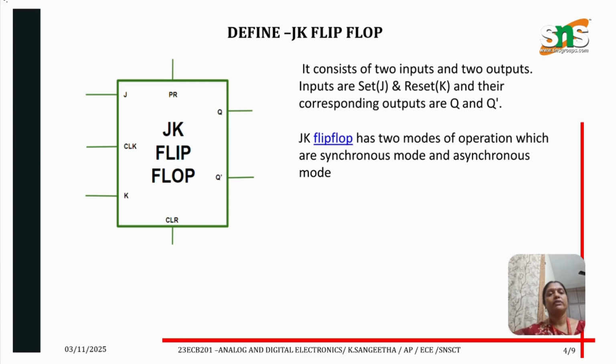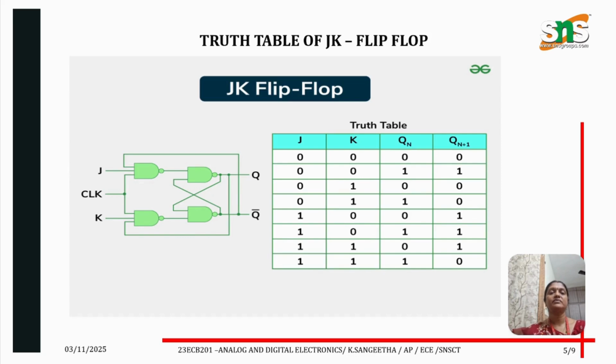With these points, we can define JK flip-flop as follows. JK flip-flop is a flip-flop which consists of two inputs and one clock input, that is J, the set input, and K, the reset input, and their corresponding outputs are Q and Q bar. This flip-flop is the same as SR flip-flop, and most of the behaviors are the same as SR flip-flop, except that if both inputs are high, the JK flip-flop will not move to the invalid state. It can be operated in synchronous mode or asynchronous mode. And this is the truth table of JK flip-flop.